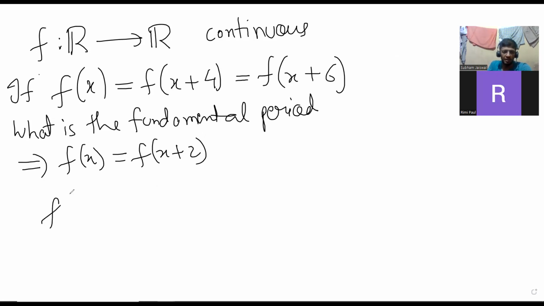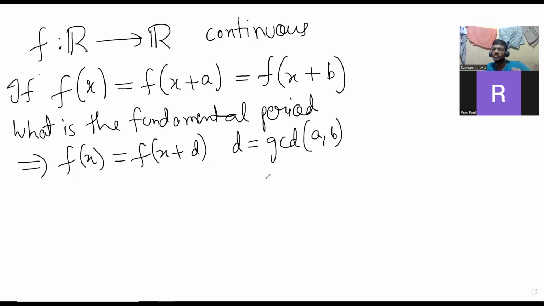Let me just remove it here and quickly move to the actual question, because this is not the actual question. If A and B are periods, then you can say that this is true, where D is equal to GCD of A and B. Can you prove this? Yes, because GCD is a linear combination of the two numbers. You have to use that, that the GCD D can be written as AX plus BY.